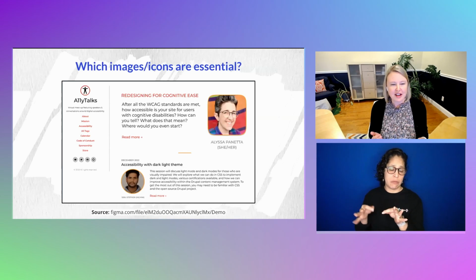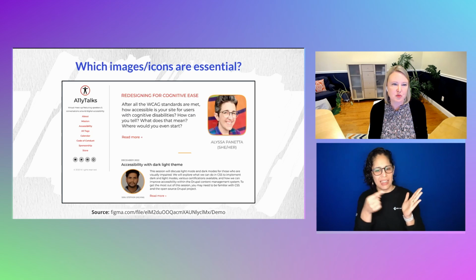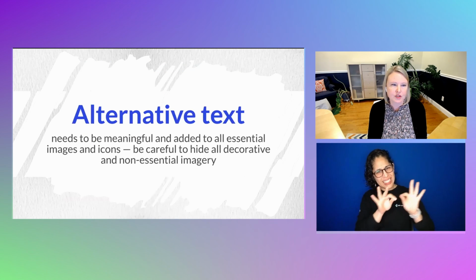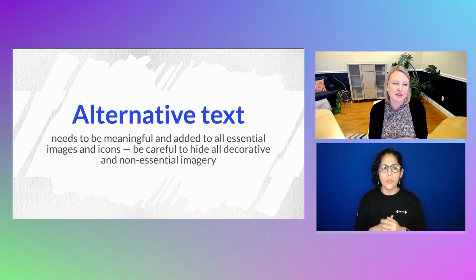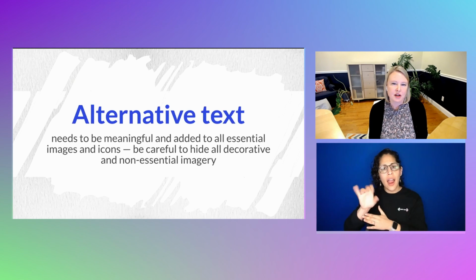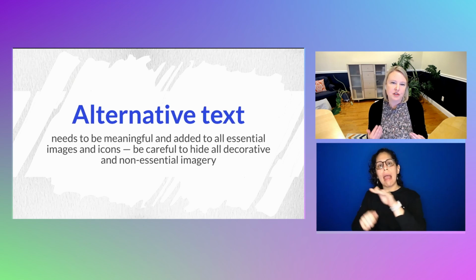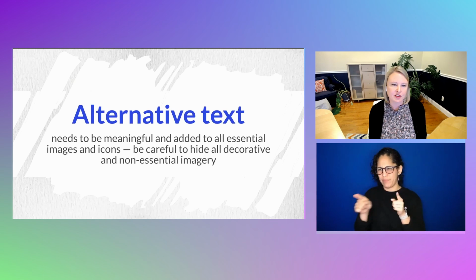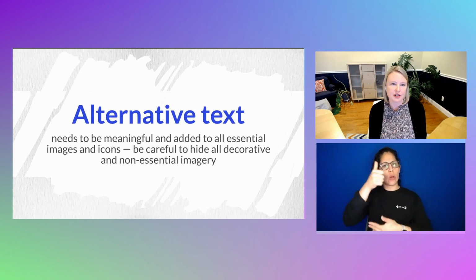But really, when I look at things like this design comp, I ask myself which icons, which images are essential to the story. So alternative text needs to be meaningful. It needs to be added to all essential images and icons. And then also we need to consider hiding things that are decorative or non-essential. So asking yourself questions about the purpose and context of the image will help you determine how best to convey the information to a person using an assistive technology, such as a screen reader.